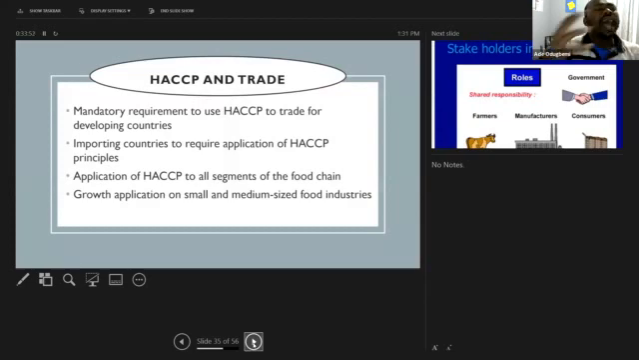So HACCP is becoming very important for trade. As we begin to look at the global market for food, HACCP is becoming a mandatory requirement to trade foods in developing countries. So if you're looking into moving your food all around, there is growth potential for you if you begin to learn and imbibe the culture of HACCP.